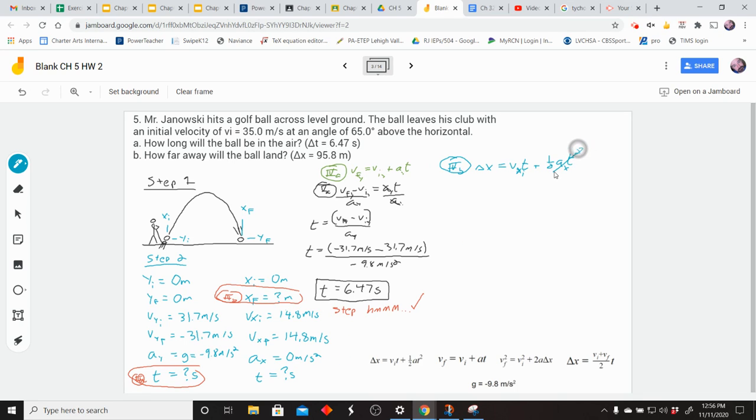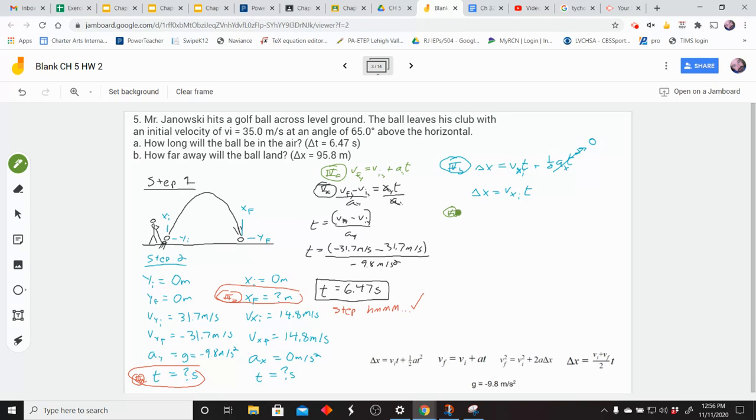That never happened in the last one. So if a sub x is 0, that means 1/2 times 0 times t squared, that whole thing is 0. Which means this equation, which looked a little bit messy originally, just got a lot simpler. Delta x is equal to vx initial times t. So on to the math, which I will do in green. Hopefully this makes it a little bit easier to see.